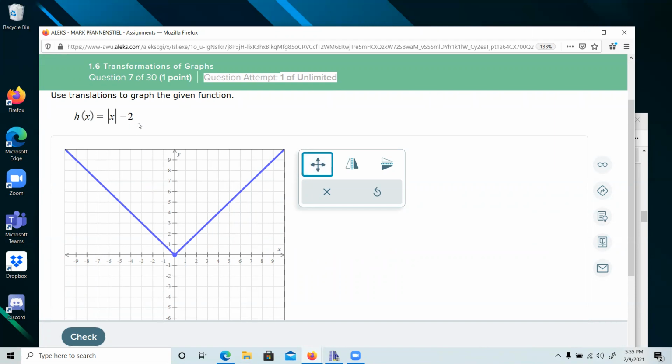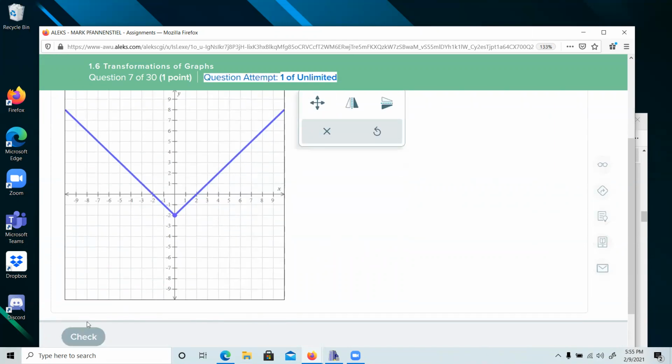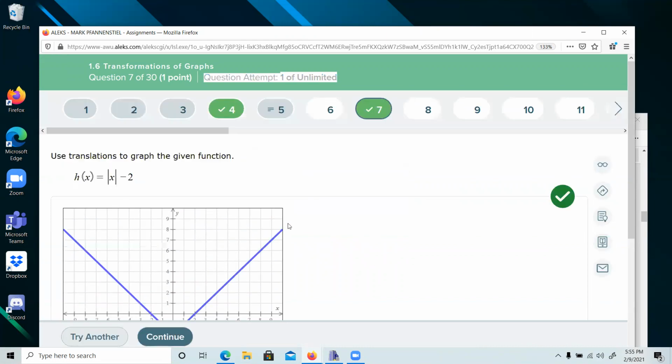So all we're going to do, right? This is on the outside. This is a vertical shift because it's away from the function. It's away from the parentheses, and it's negative, so we're going to go down too. All right, and that's what that looks like.